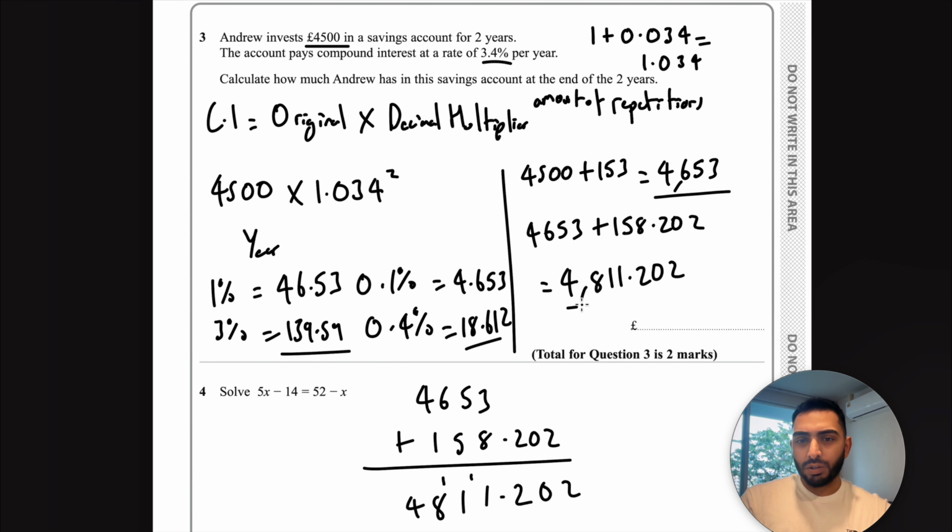4,811.202, and I just round that to 2 decimal places because it's money. So it's £4811.20.